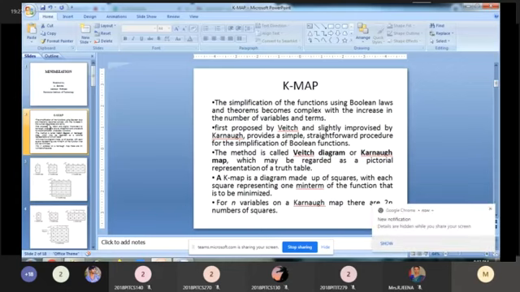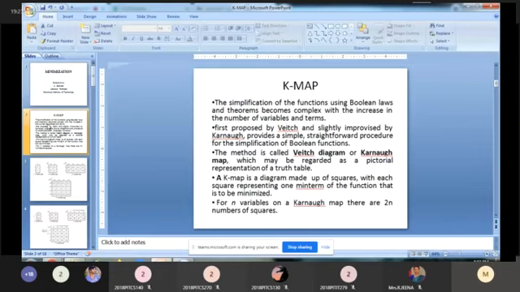Minimization technique. For example, if you work with Boolean laws and Boolean theorems, your Boolean expression can end up with a very large number of variables and terms. So, to reduce the number of terms or variables, we go with this K-map.